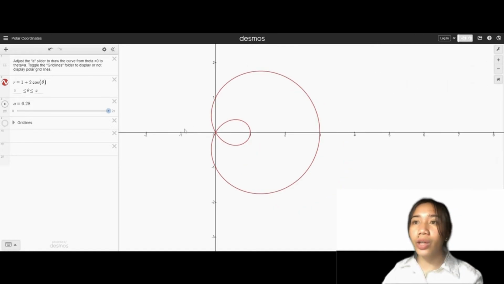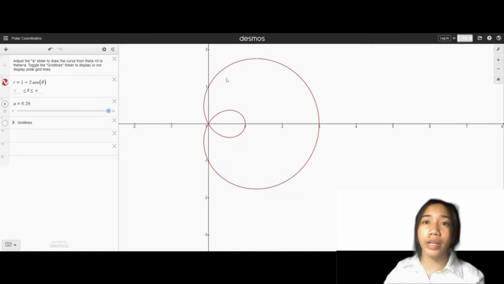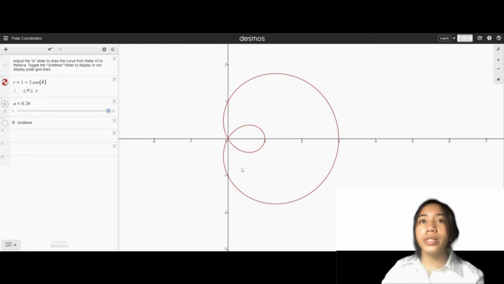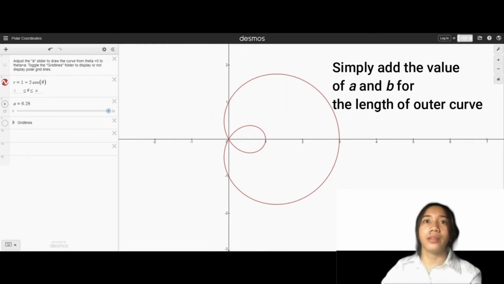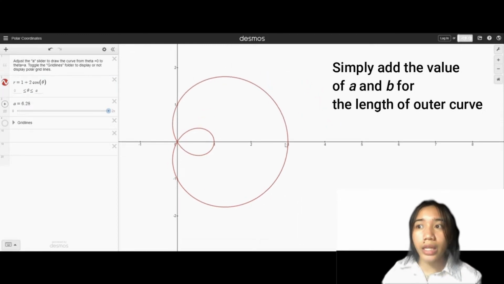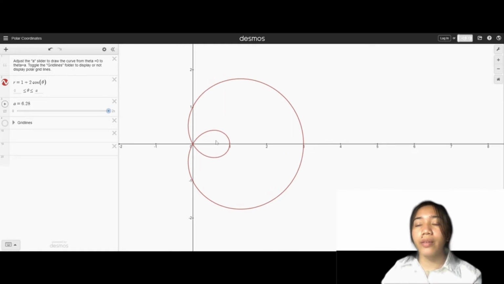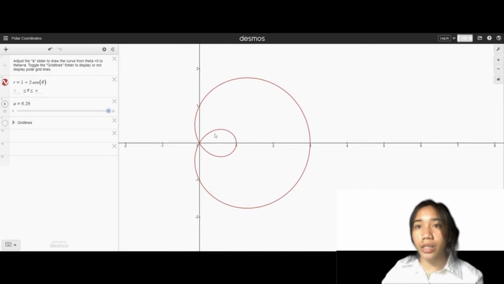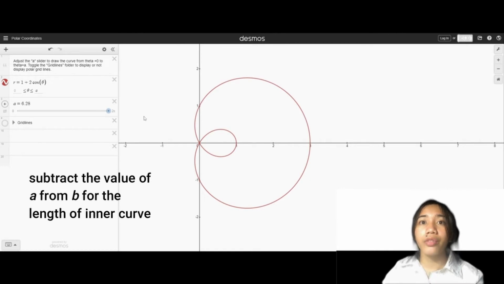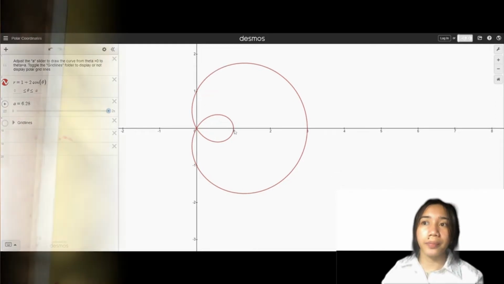So now, how can we know the height or the length of our inner curve and outer curve? How can we know their height horizontally or vertically? We will just simply add the value of a and b. So here for our example, 1 plus 2 is equal to 3. So here, our outer curve is at point 3 from the origin on our x-axis. And then for the length of our inner curve, we will just subtract a from b. So 2 minus 1 is equal to 1. So we have here the length of our inner curve, 1 unit.